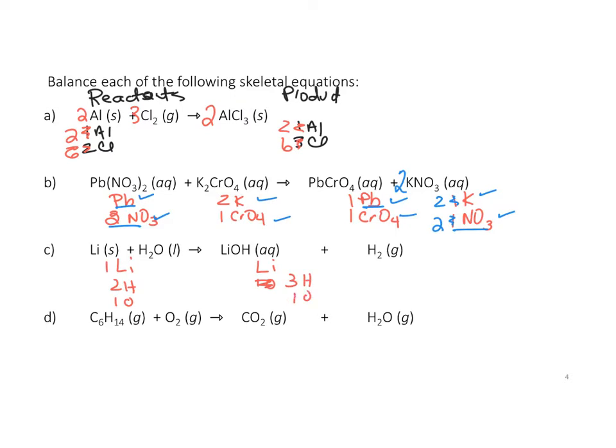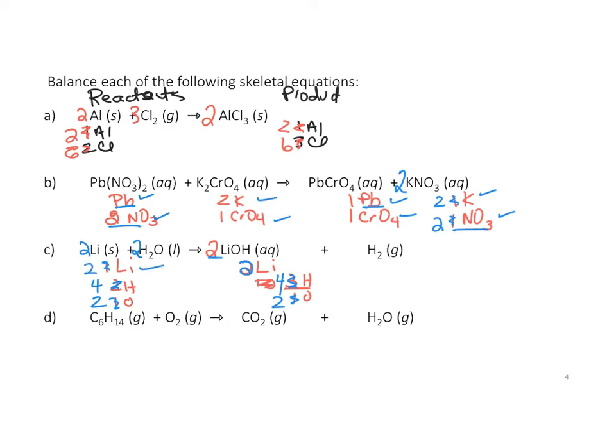Now, this one's a little bit harder because we have the hydrogen split. I like to go for even numbers. So if I put a 2 in front of here, then I have 2 lithium, and then I have 2 oxygens. Now I have 1, 2, 3, 4 hydrogens. Now here, I can put a 2 in front of there, and now I have 2 oxygens, I have 4 hydrogens, and then I would have to put a 2 to get 2 lithiums.